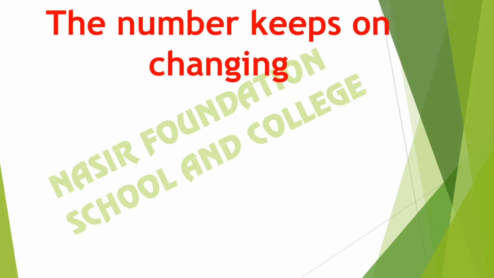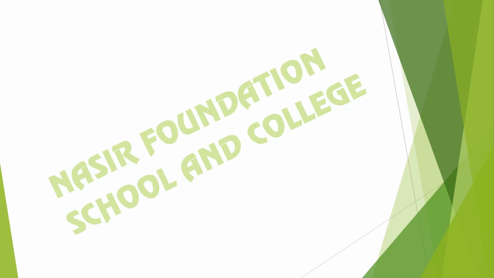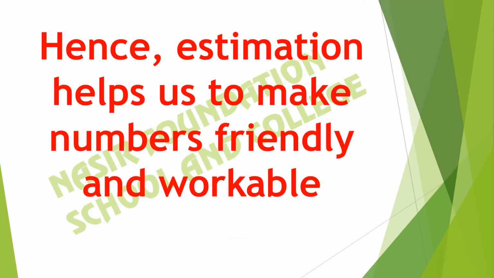The number keeps on changing. For example, the number of people watching a match, or the amount of water flowing below a bridge. It keeps on changing. It never remains the same. Hence, we can say that estimation helps us to make the numbers friendly and workable.